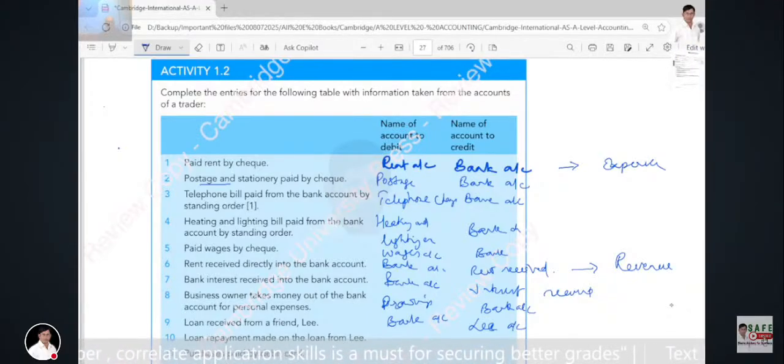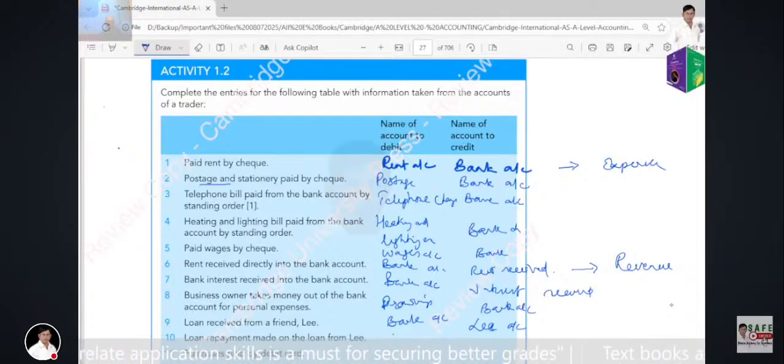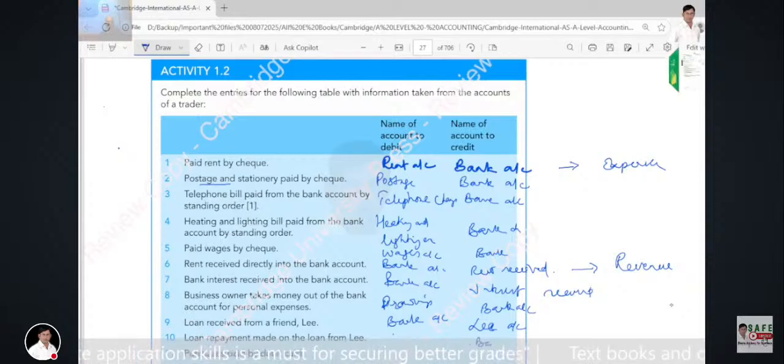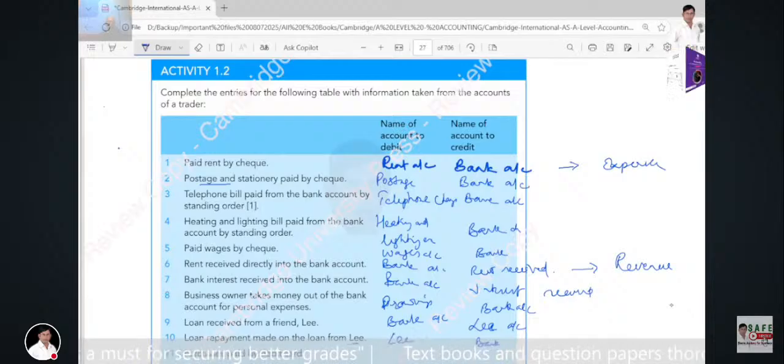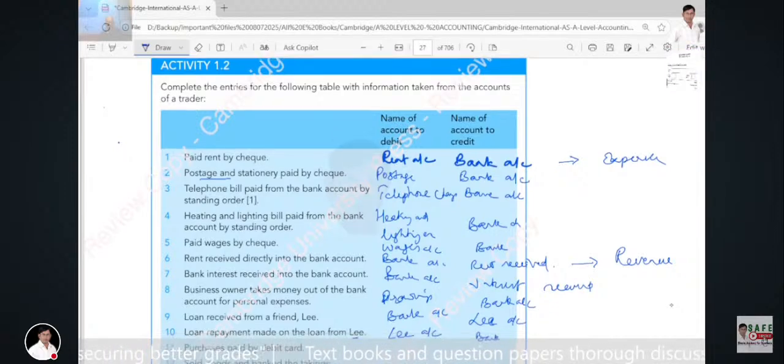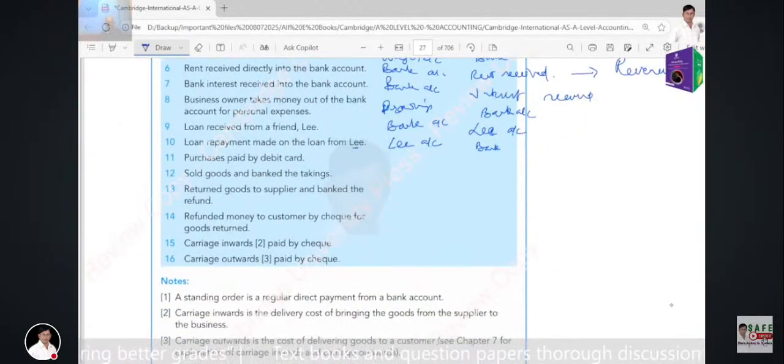Loan repayment made on loan from Lee. What is happening? Money is going out from the bank, and who is receiving? Lee. When we repay the loan, Lee will receive. So the Lee account will be debited, because we debit the account that receives. Here B is specific, so you have to be very clear which account will be debited.